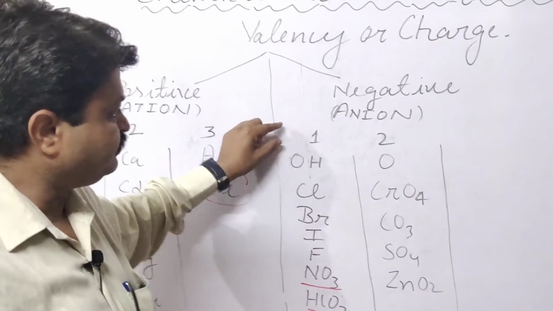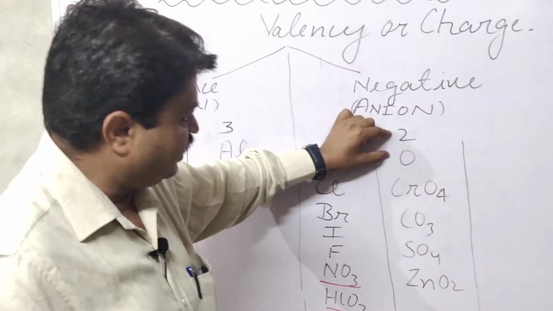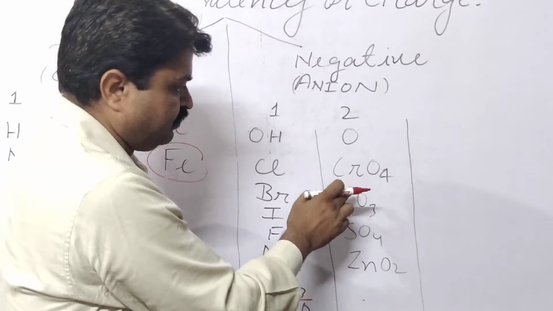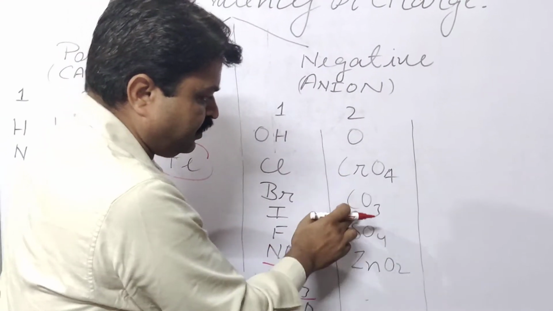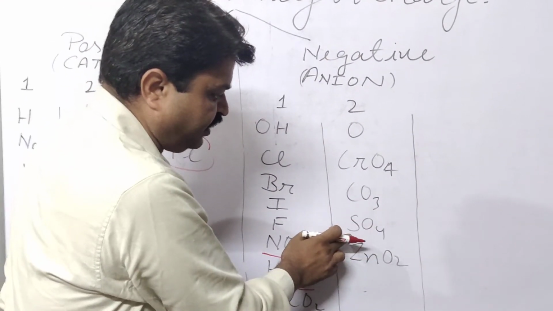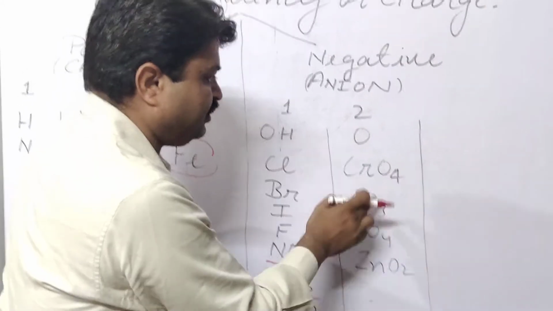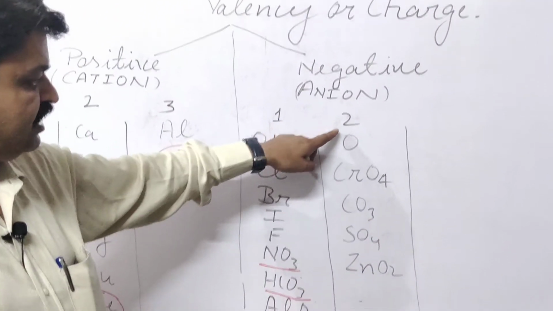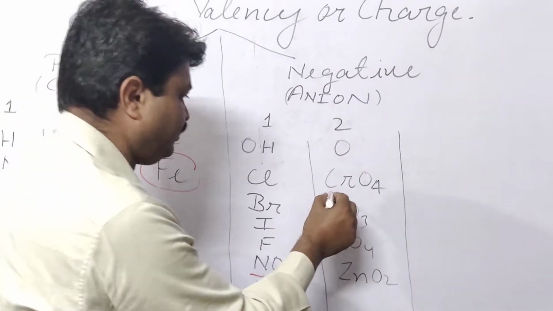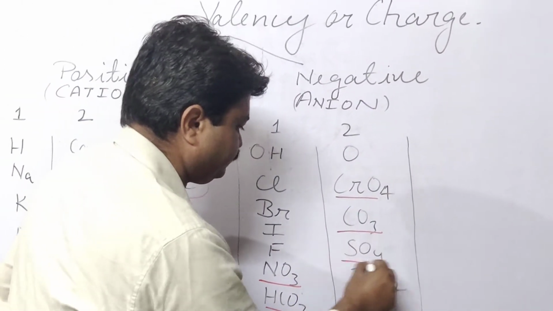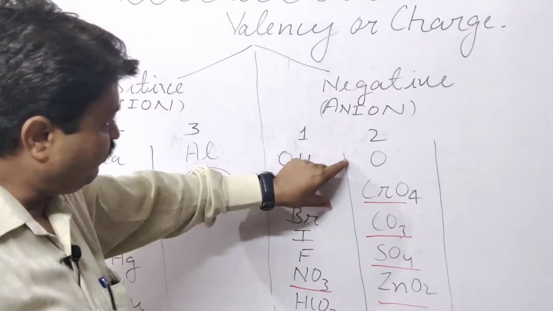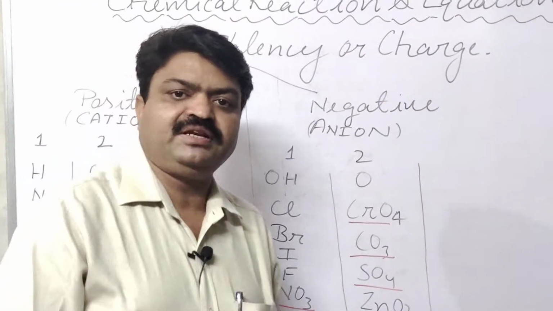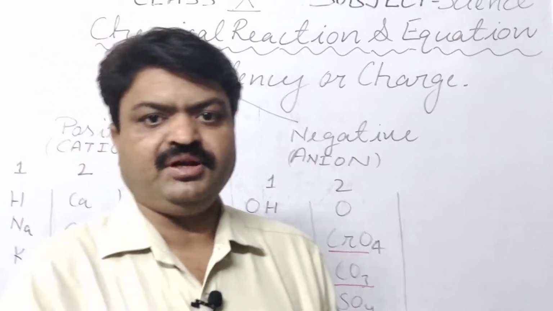Like this, these are also anions: oxygen, chromate, carbonate, sulfate, zincate. They have two valency, and among these, the polyatomic ones are chromate, carbonate, sulfate and zincate. Now if you know the valency of these elements, then you can easily write the chemical formula.